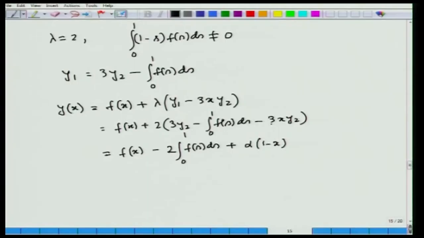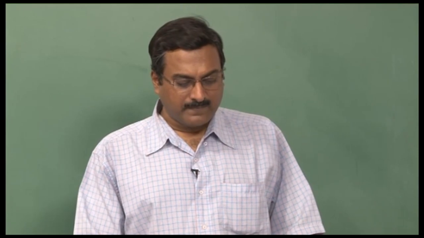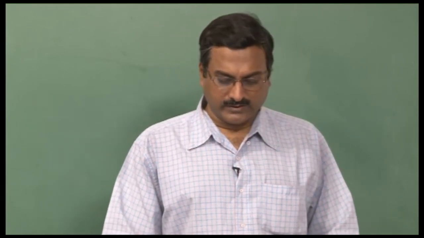For example, substituting alpha equal to 1, 2, 3, 4 and so on, in all the cases you will have y(x) equal to f(x) minus 2 integral 0 to 1 of f(s) ds plus either 1 into 1 minus x or 2 into 1 minus x, as the solution of the given integral equation. So, in this case we will have an infinite number of solutions.